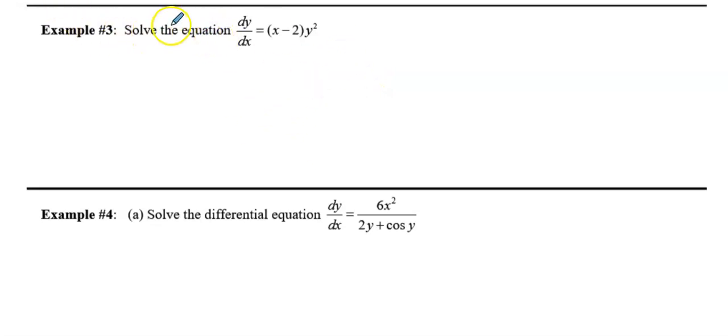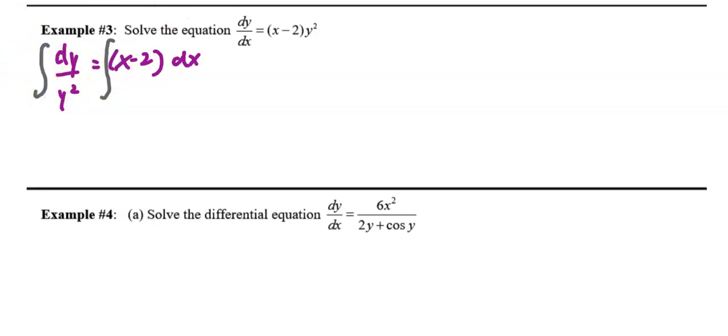So example number 3 says solve the equation dy/dx is equal to (x minus 2) times y squared. And so the very first thing we're going to do here, just like in the previous video, is separate our variables. So we're going to get dy over y squared is equal to (x minus 2) dx. All right, so separation of our variables is good. Again, all the x's on one side, all the y's on the other. We're going to now throw in our integrations. So we're going to integrate both sides separately from one another.